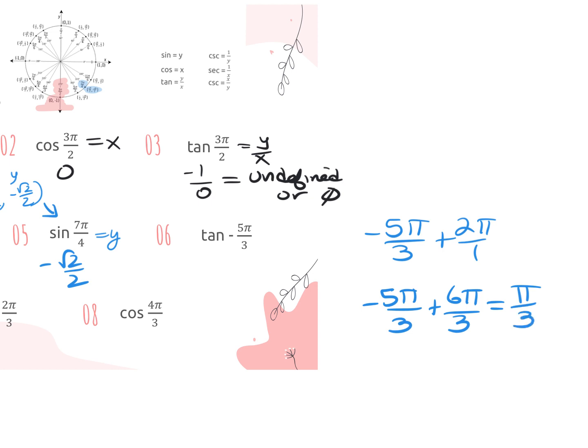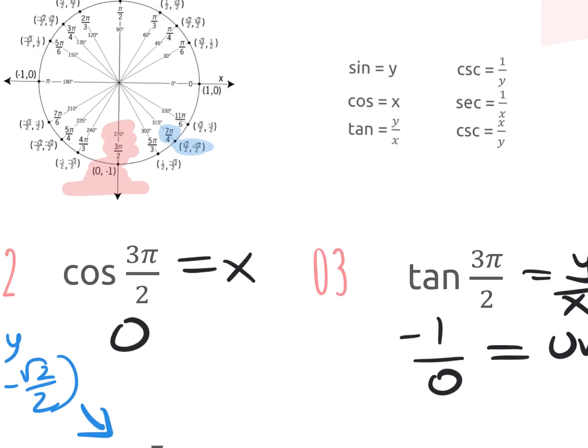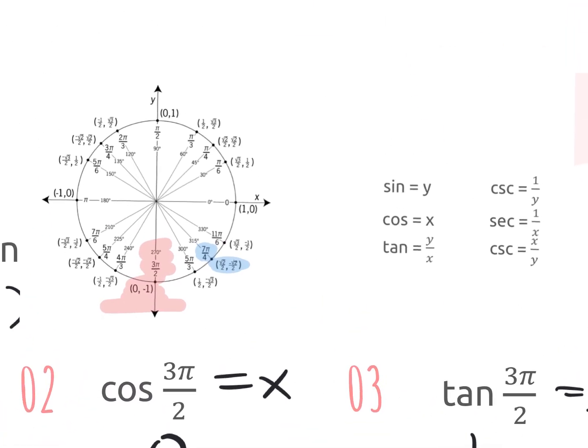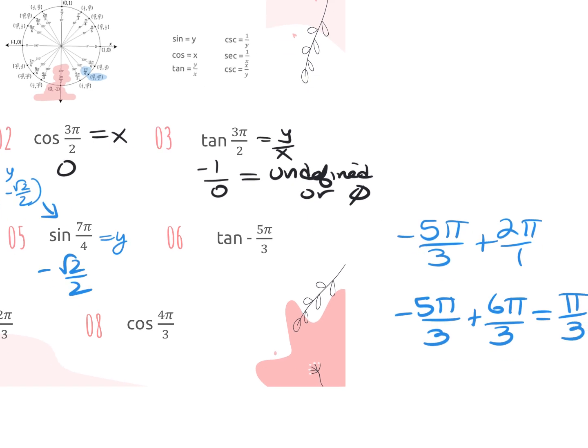All right, so now the ordered pair for pi over 3 is going to be 1/2, square root 3 over 2.